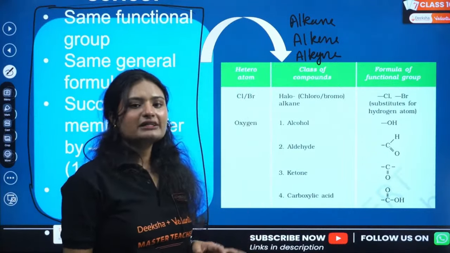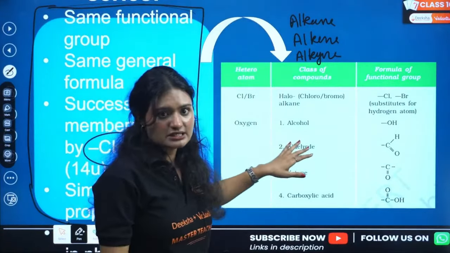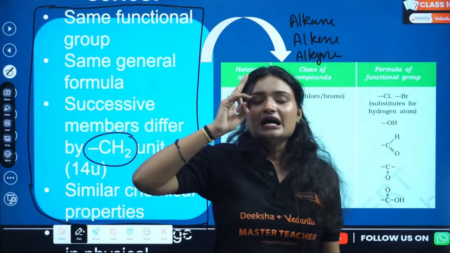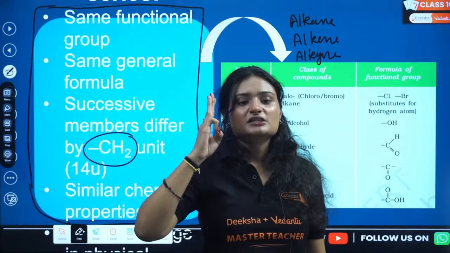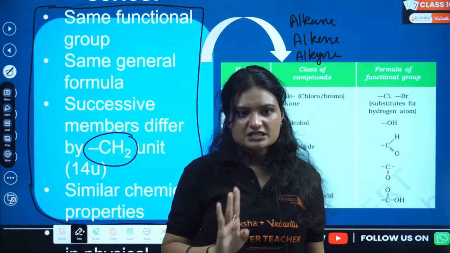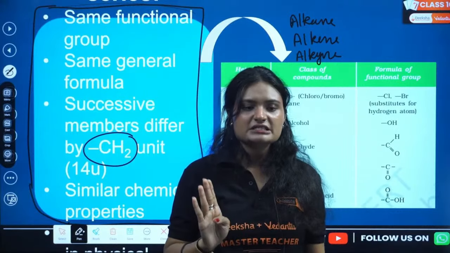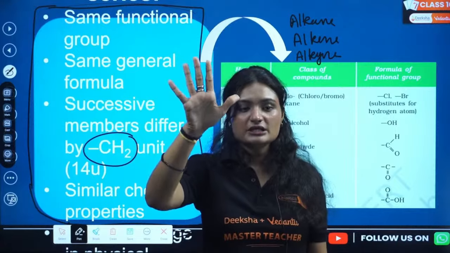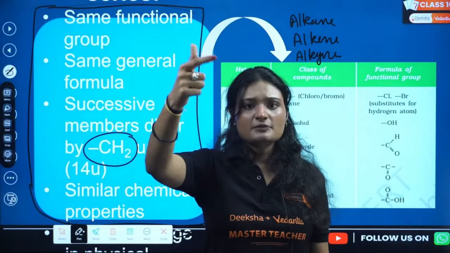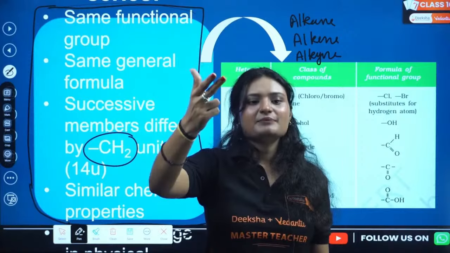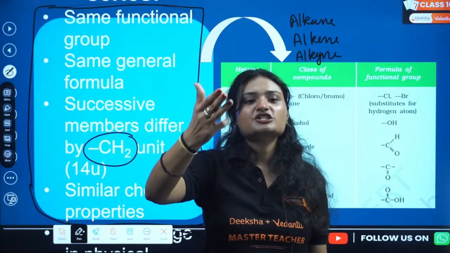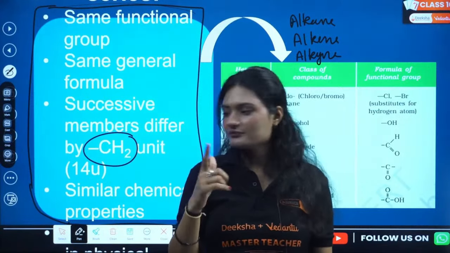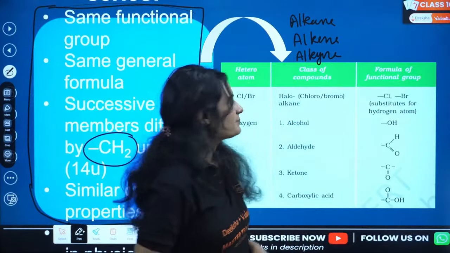Now, how do you write the names of these? These all are homologous series. That means, remember, they have the same functional group and the same general formula. They have the same chemical properties but show a gradual change in physical properties, right? And each successive member differs by a CH2 unit. Only these 5 points you need: same functional group, same general formula, same chemical properties, gradual change in physical properties, and each successive member differs by a CH2 unit. Repeat with me.